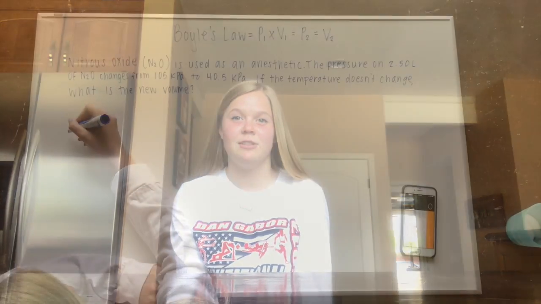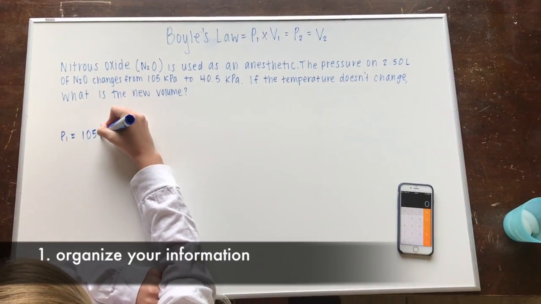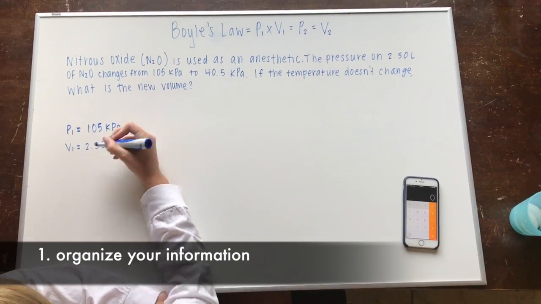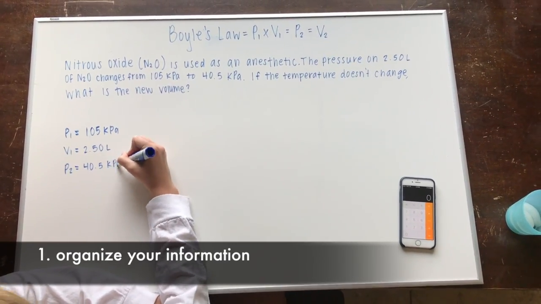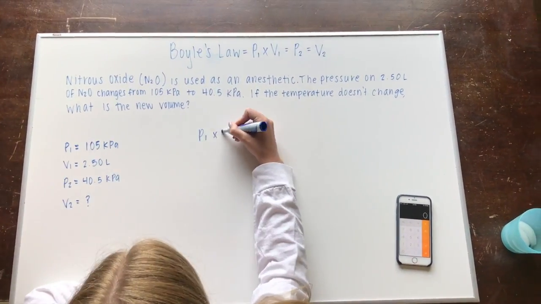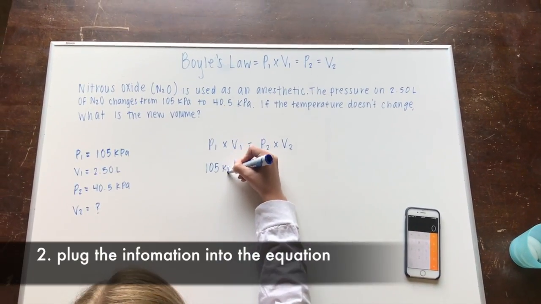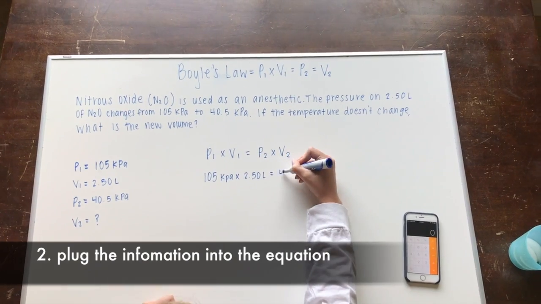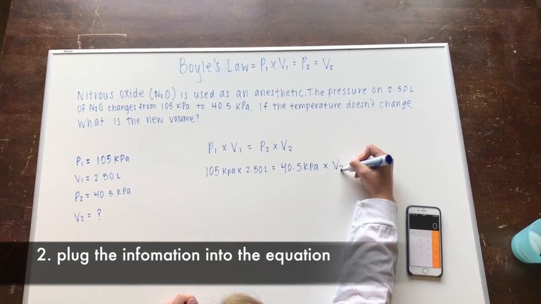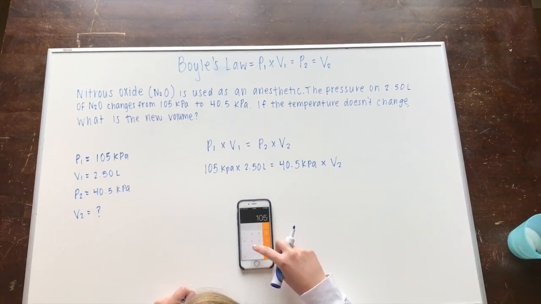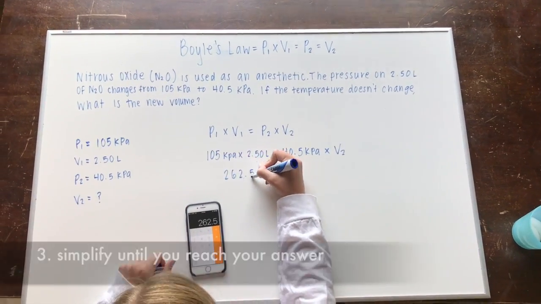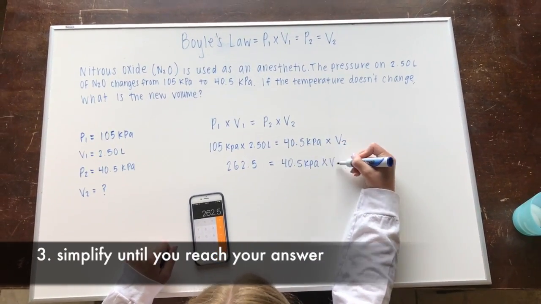To find the missing pressure or volume using Boyle's law, use the equation P1 times V1 equals P2 times V2. Now let's look at an example problem using the equation we just learned. Nitrous oxide, N2O, is used as an anesthetic. The pressure on 2.5 liters of N2O changes from 105 kPa to 40.5 kPa. If the temperature does not change, what is the new volume?